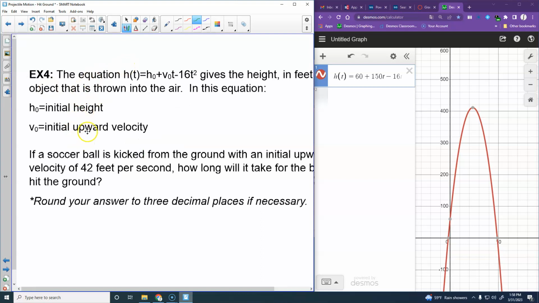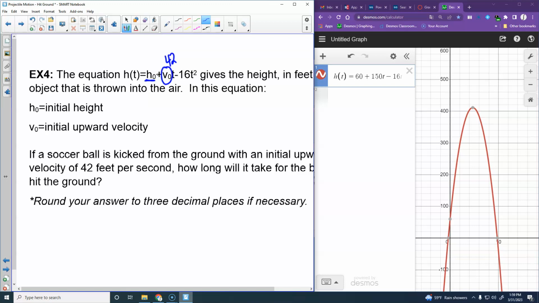Okay. All right, a soccer ball is kicked from the ground with an initial upward velocity of 42 feet per second. How long will it take for the ball to hit the ground? Here's another one that's still a little trickier because it's only got one number for this. So, Anna Grace, that 42, where are we going to put it in that equation? Okay, the v sub 0 right here, that's going to be 42. We got to put some number here for our initial height. What is that going to be?